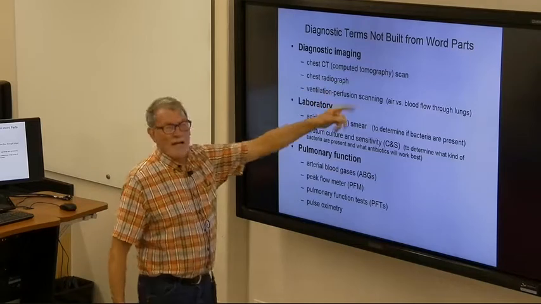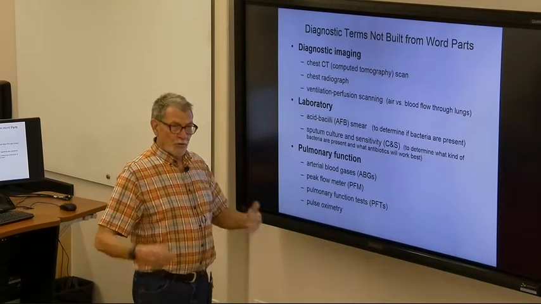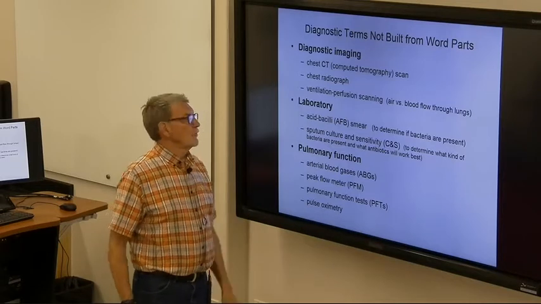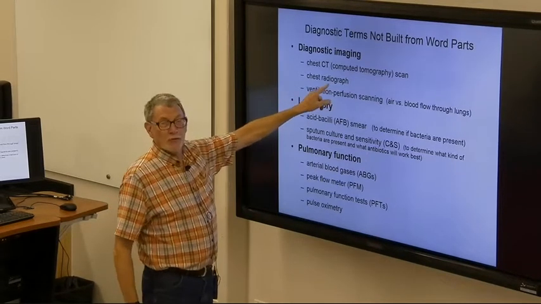Chest CT scans are quite common. Just a chest x-ray is common. But a CT scan takes all those slices so you can see more of it. A radiograph, that's the x-ray.